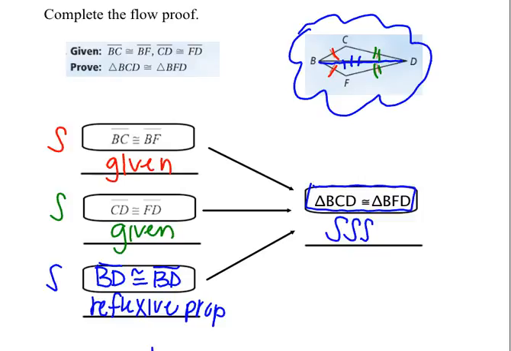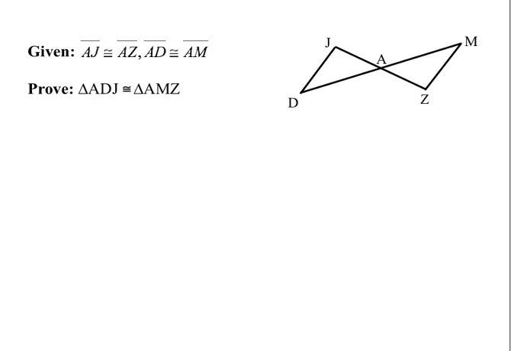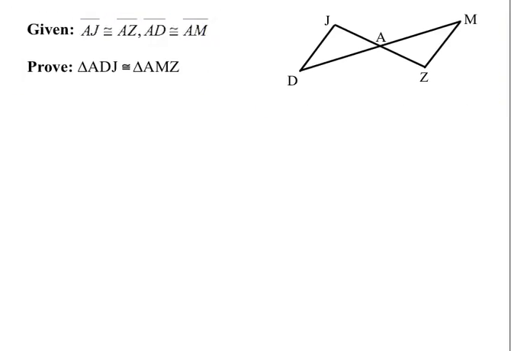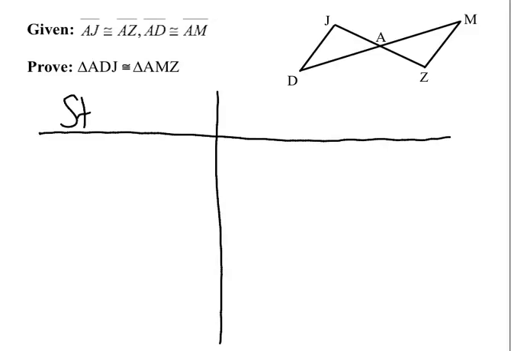Okay, now we take the training wheels off a little bit, and now we have to write our own proof. Okay? So let's set up our table here, our statements, and our reasons. Okay, so let's just brainstorm. Let's see what they give us, mark our picture, and see where we can go, okay? So AJ is congruent to AZ. Mark that. Here's AJ, and it's congruent to AZ. Okay? So that's one pair of sides.